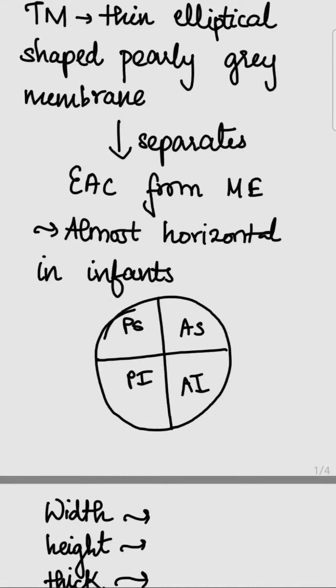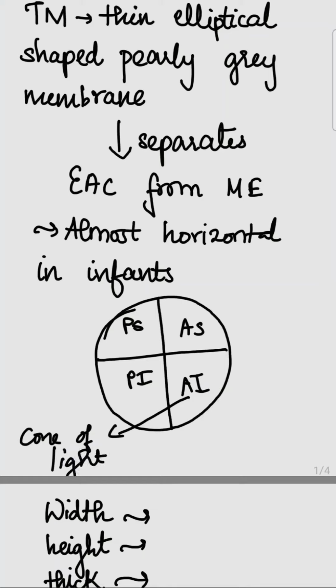So now we will see about tympanic membrane. The tympanic membrane is a thin, elliptical-shaped, pearly grey membrane that separates the external auditory canal from the middle ear. It is almost horizontal in infants. The tympanic membrane is divided into four quadrants: anterosuperior, anteroinferior, posterosuperior and posteroinferior. In the anteroinferior area, the cone of light is present.